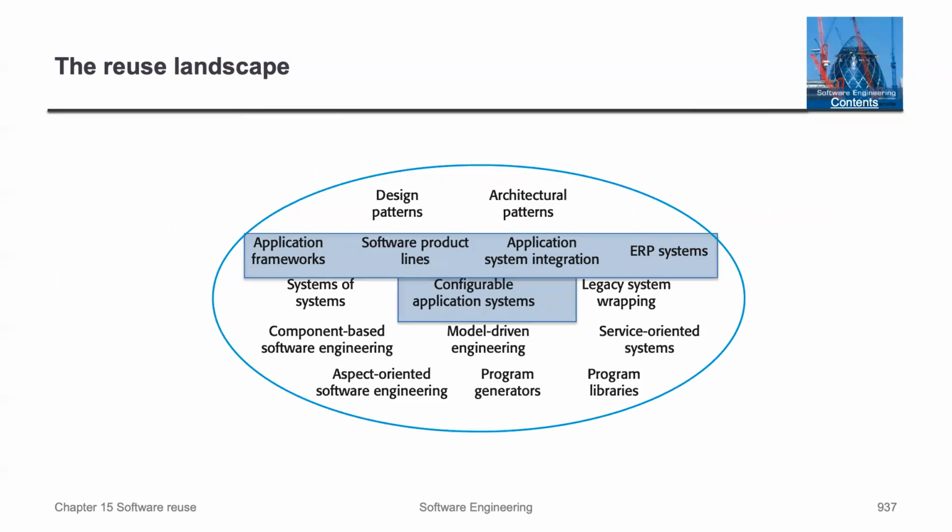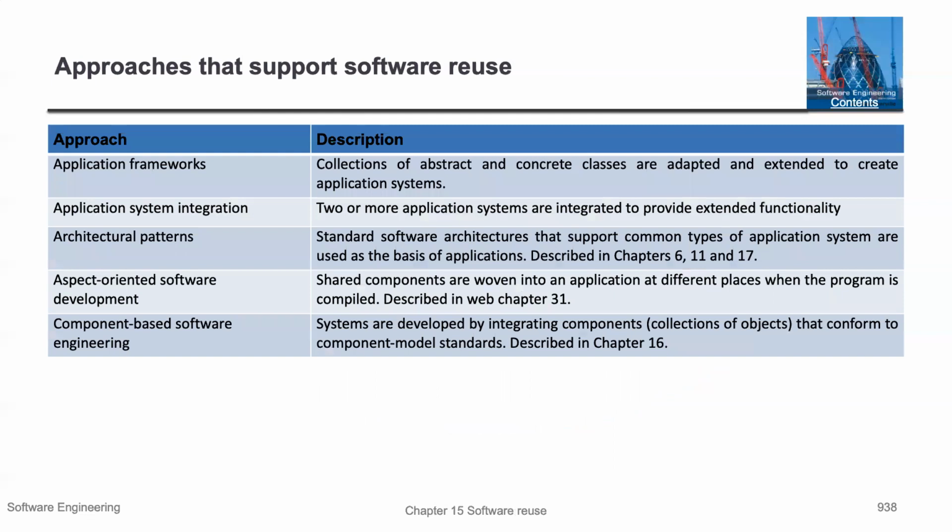So here's just an illustration of the kind of things that can come into play for the reuse landscape. You can have an application framework, product lines, application system integration, configurable application systems, and this whole gamut of possible things, ranging from maybe just a design approach, so you're reusing design or architectural patterns. You're figuring out how to wrap legacy systems, so you maintain well-proven code, but you translate it into a more modern construct that you have with what you're doing, and the list goes on.